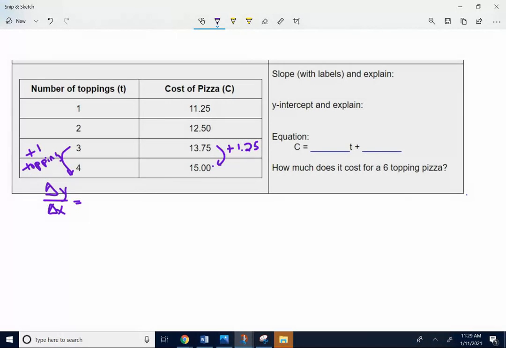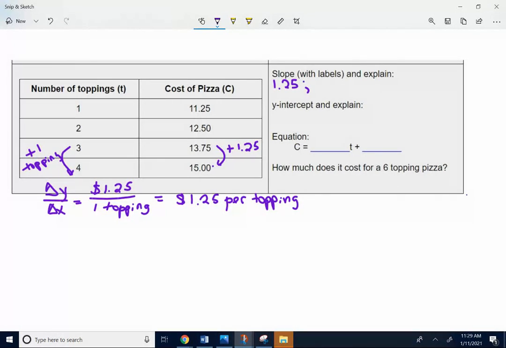So the slope is change in y over change in x. The change in y is $1.25. The change in x is 1 topping. Use labels so you understand it better. You can simplify $1.25 divided by 1 to just be $1.25. So the slope is $1.25 per topping. That's the slope with labels. The slope itself is just 1.25.